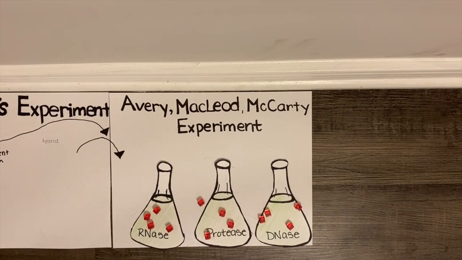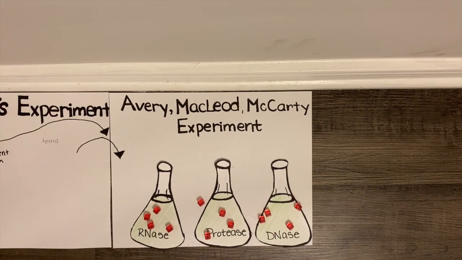Avery, MacLeod, and McCarty, intrigued by Griffith's experiment, decided to take on an experiment of their own. They decided to take the smooth, virulent, heated bacteria, homogenize it, and divide it into three samples. They wanted to use these samples to determine exactly what was causing the virulent strain to transform.